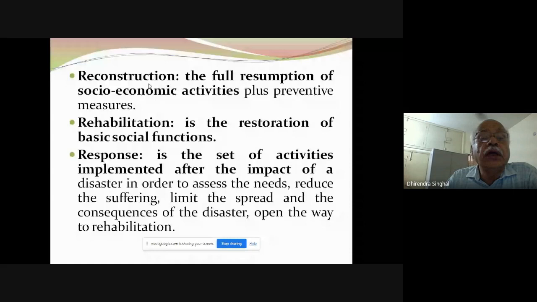Rehabilitation is the restoration of the basic social functions. That means whatever got disturbed at the time of the disaster, when all the services are restored, that is rehabilitation. Response is a set of activities implemented after the impact of a disaster. For example, we evacuate the public, supply them food, and provide medical help. All these are activities implemented after the impact of a disaster in order to assess the need, reduce the suffering, limit the spread and the consequences of the disaster, and open the way to rehabilitation.